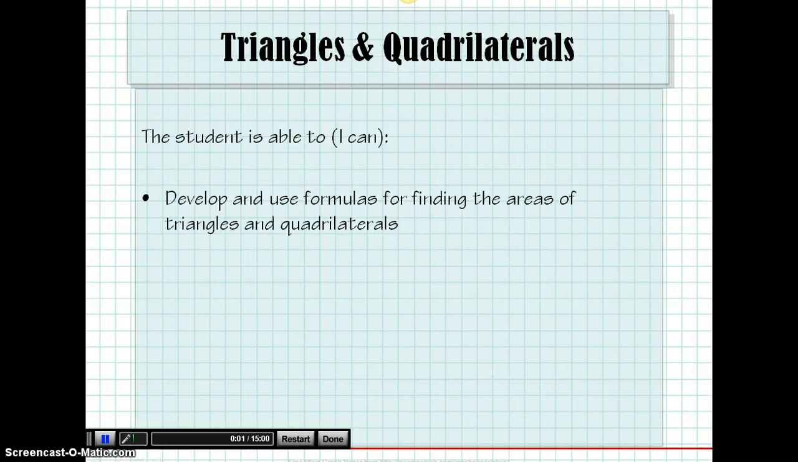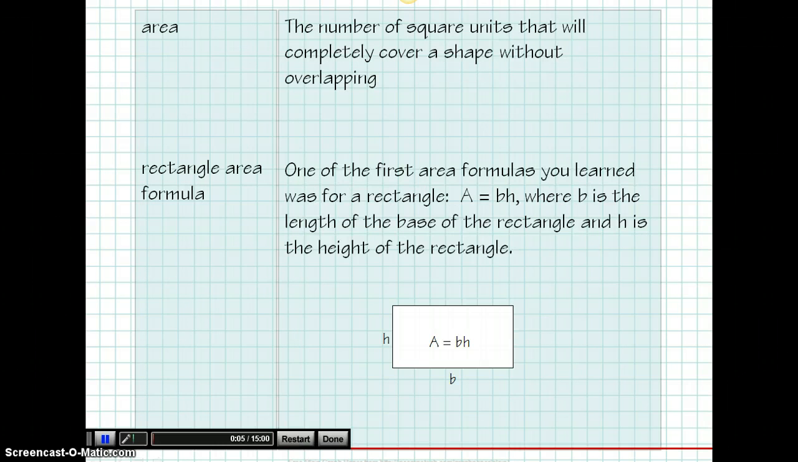Okay, areas of triangles and quadrilaterals. So area, I mean, you've been talking about area since, I don't know, probably you were in elementary school. And the basic definition of that is area is the number of square units that will completely cover a shape without overlapping. And so one of the earliest area formulas you probably learned was about a rectangle.